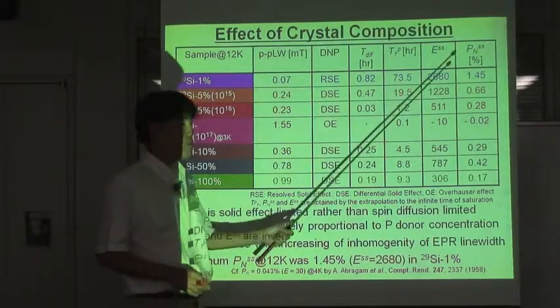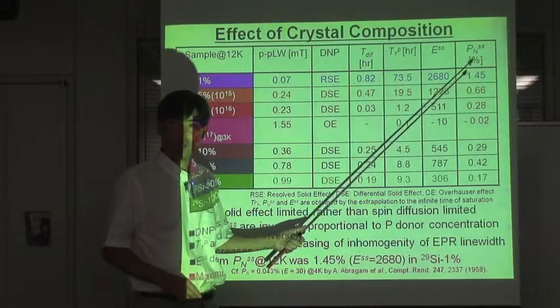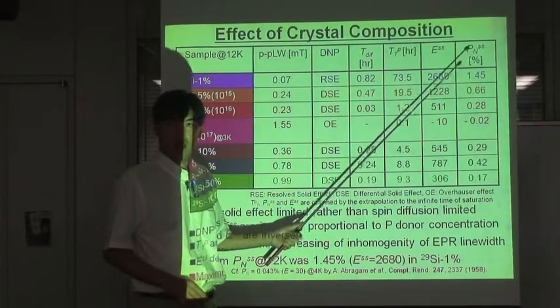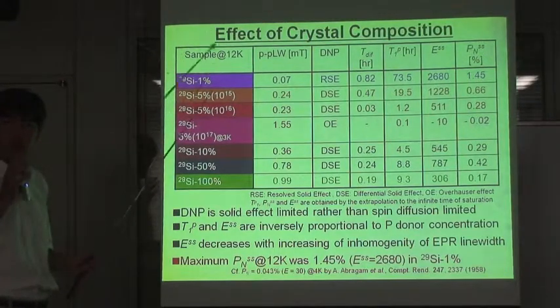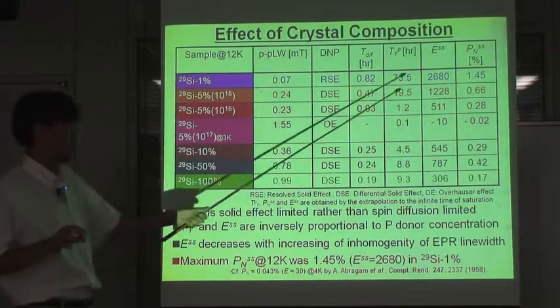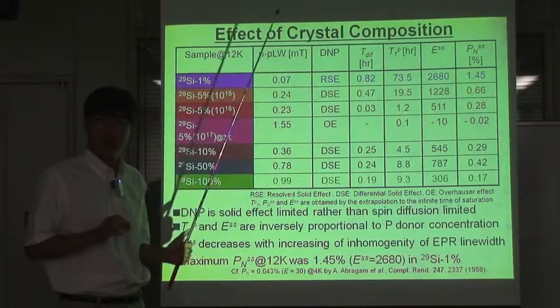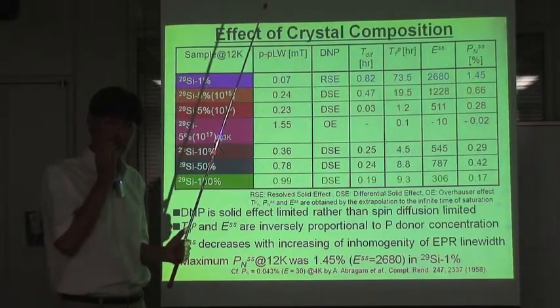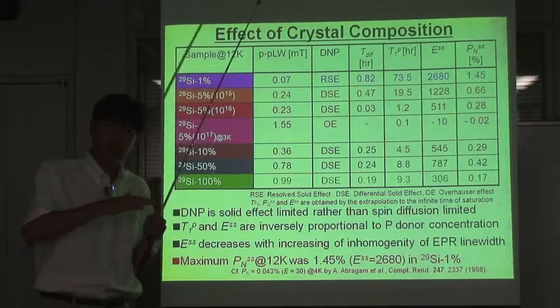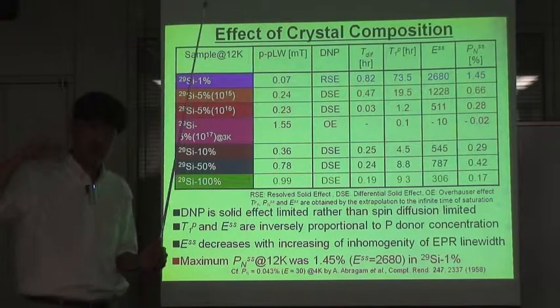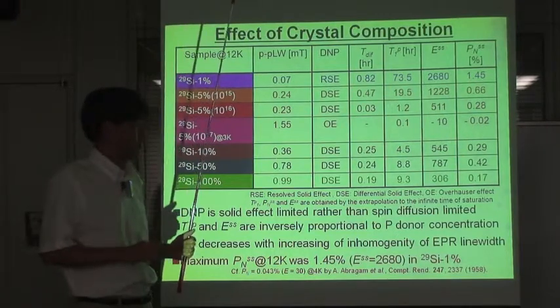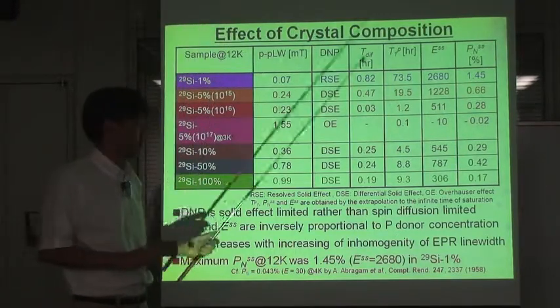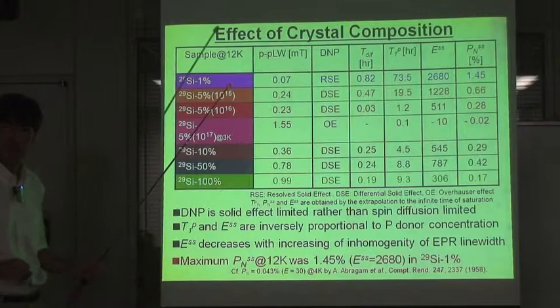But we want to go up to 5% to realize quantum computation. How can we increase this? First of all, if we can increase the power of the microwave, we should be able to increase this value. Also, if we can increase the magnetic field, so irradiated frequency during saturation, we should be able to increase this.